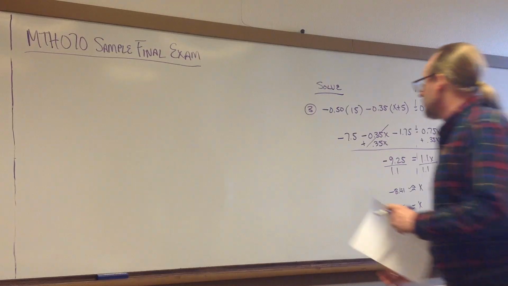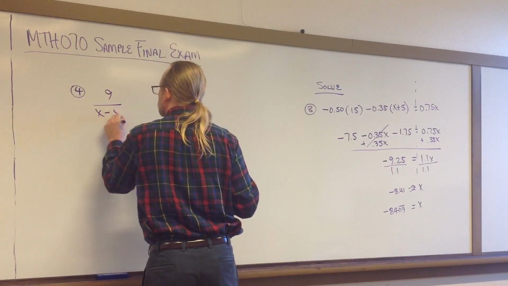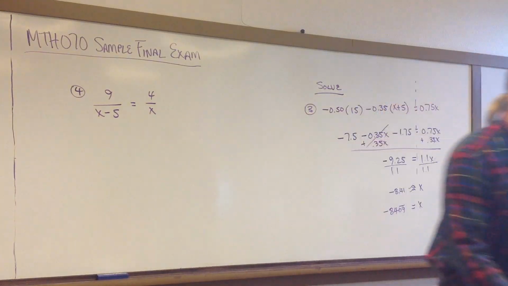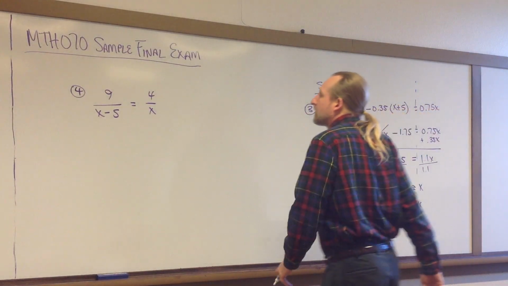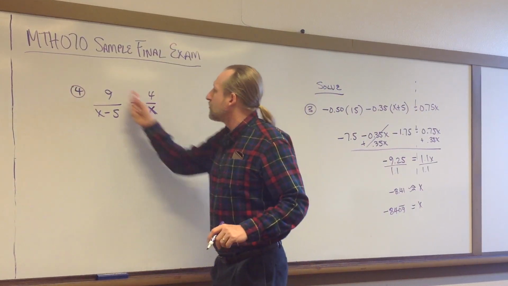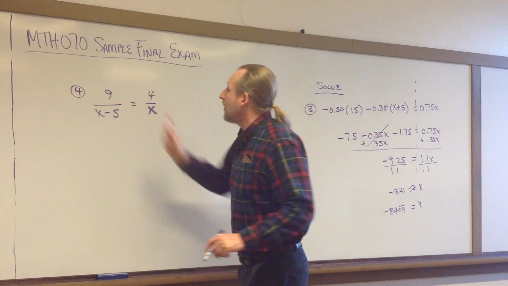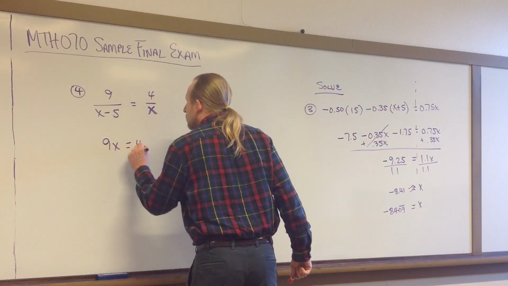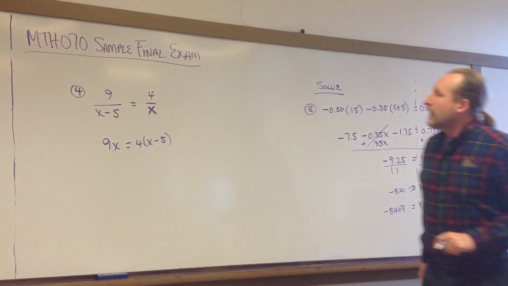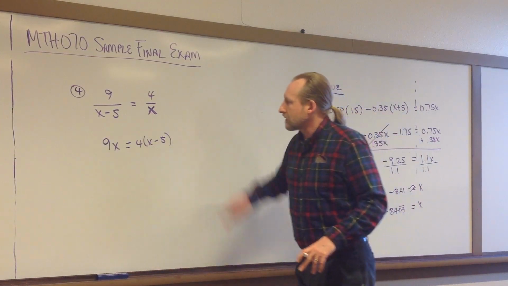All right, problem 4. Let's see here. 9 over x minus 5 equals 4 over x. So remember we had that assignment on solving proportions. Where I talked about how if you cross multiply with these two fractions, if they're equal to each other, when you cross multiply, then those results will also be equal. Okay? And I talked about why that's true. It has to do with common denominators and everything, but this is the shortcut version.